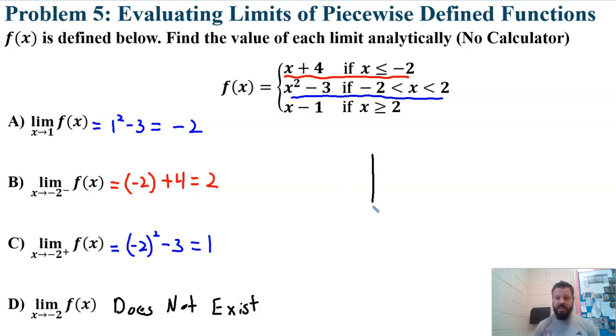If we think about what's happening here visually, we'd have something like this at -2. I'm just going to draw a rough sketch. What do we have? A 1 and a 2. Visually, not to scale, we'd have something that looks like this. Whether we come towards -2 from the left or the right, we get different answers. So the limit does not exist. We can confirm that numerically here with this one. All right, that's parts A, B, C, and D.